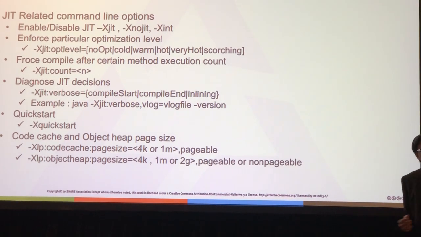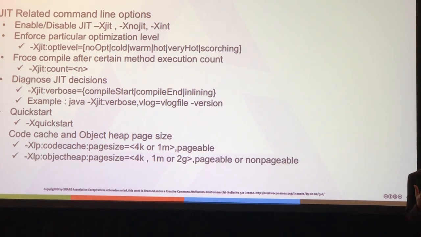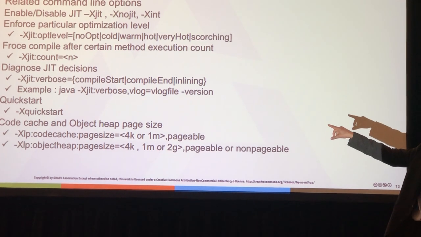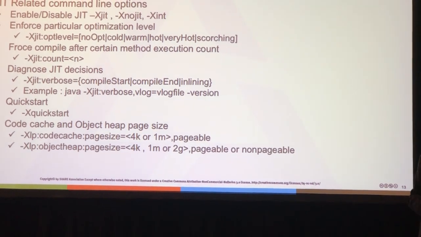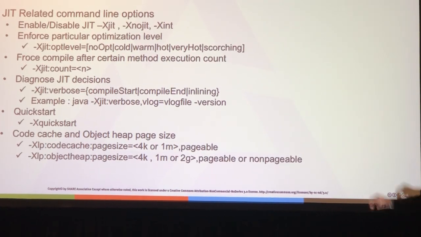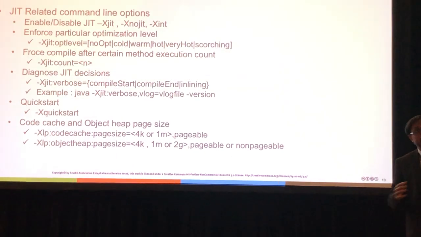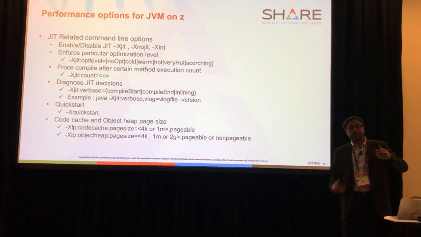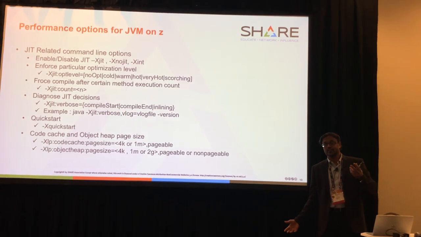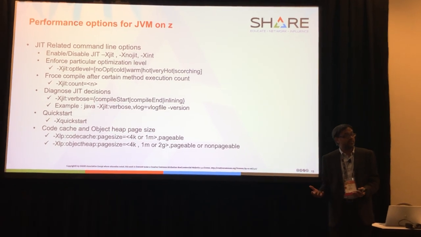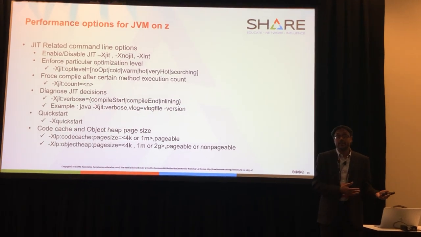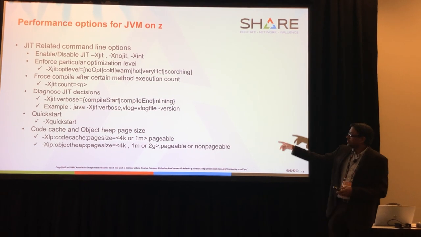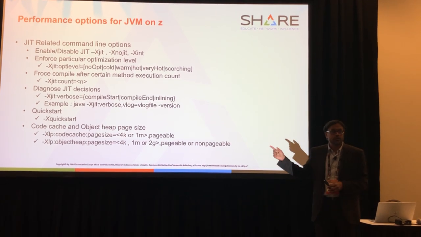So things like that. What's interesting is you can actually see the decisions JIT is making. There is a command called Xjit verbose. You can see whatever decision JIT is making, compile start, compile ending, or inlining, and JIT is going to dump every decision it's taking out in a file. So if you're a geek like me, you want to go take a look at it. It's pretty interesting. What happened to this class? Why did JIT make the decision to compile this versus not compile it? And how much optimization is done? The level of optimization it has done. So that's an example.